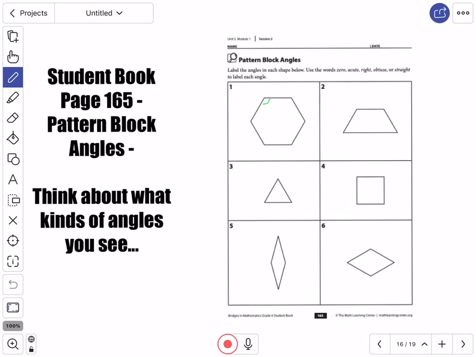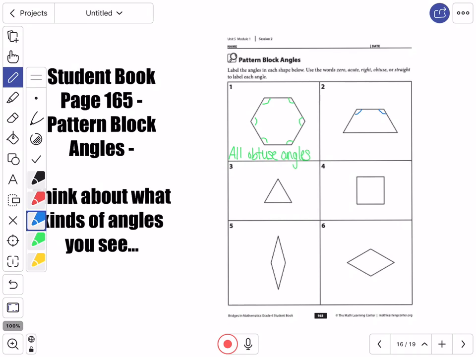Now when I look at this hexagon that I see for number 1, if I look at it very carefully, a hexagon has 6 sides, and my friends, it also has 6 angles. When I look really carefully at each one of these angles, okay, look at that. They're all bigger than the corner of a piece of paper. And if I look at this corner right here, all of those angles are larger. These, my friends, are all obtuse angles in this. So we would write all obtuse angles for this one.